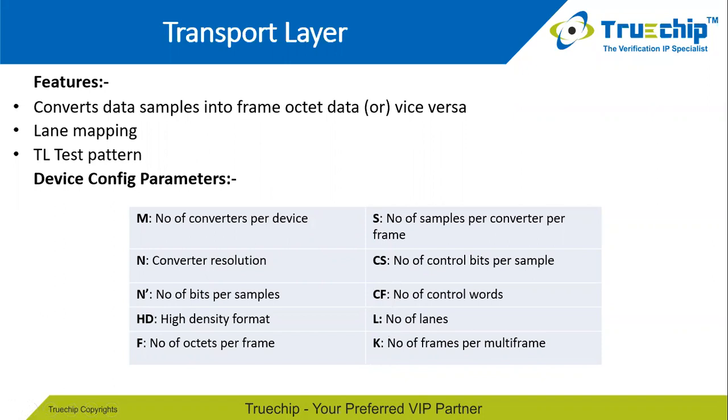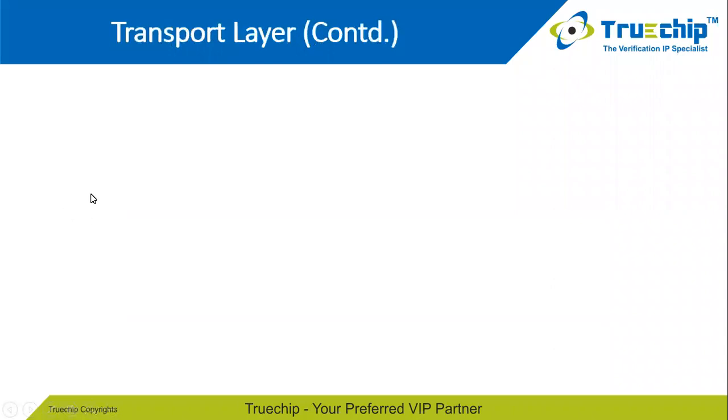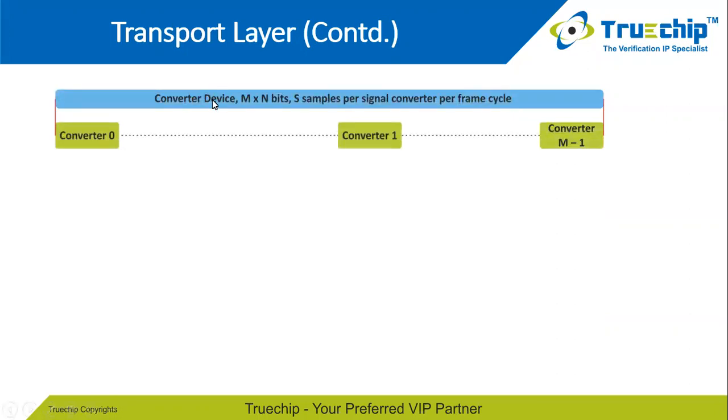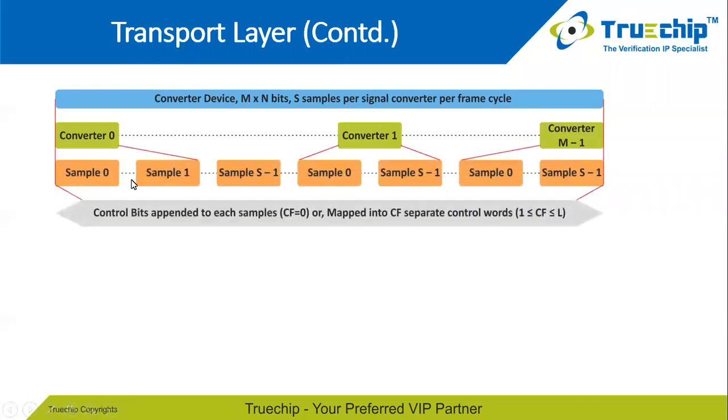So moving on to the next slide. Now, here we are going to discuss the whole process for conversion of data samples into frame octet data and mapping them into lanes. At first, we have a converter device having M number of converters, with each converter having a resolution of N bits. Also, S number of samples is taken from each converter in every frame. So that means there are M converters from 0 to M minus 1. From each converter, S samples are taken into account for each frame, that is, from sample 0 to S minus 1.